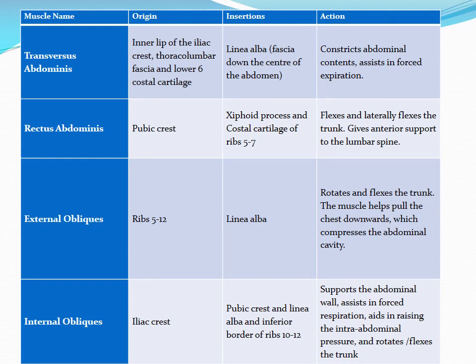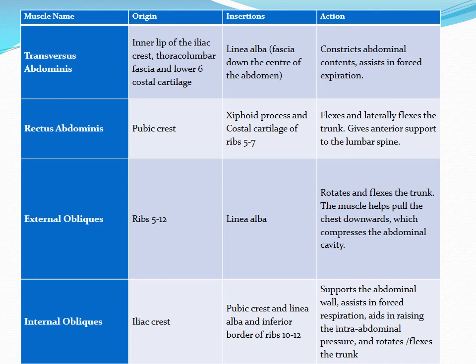I caution you not to get too worried when you see the list of all these attachments, okay? I want you just to follow some general rules. Transverse abdominis: it's the inner lip of the iliac crest, so that's part of the pelvic bone, the thoracolumbar fascia, which is just connective tissue in our low back, as well as the lower 6 ribs. That's where it starts from in the back. And in the front, it attaches to that fascia of the linea alba.